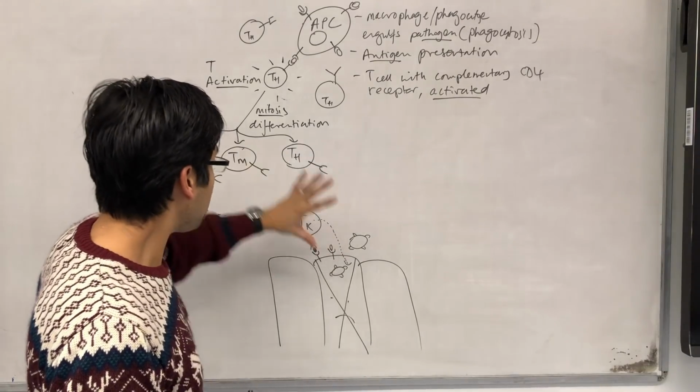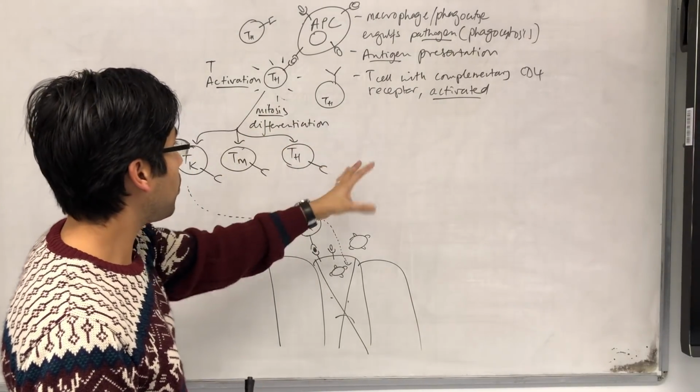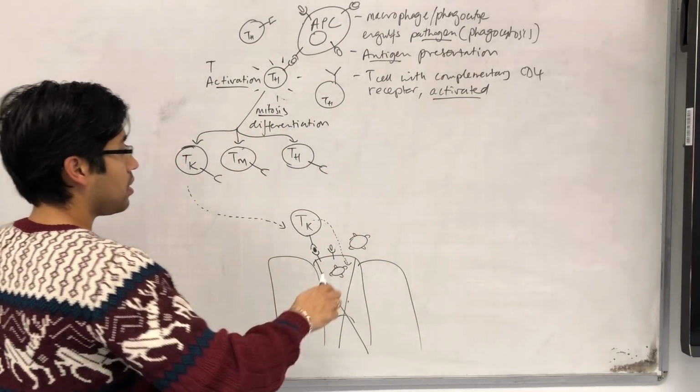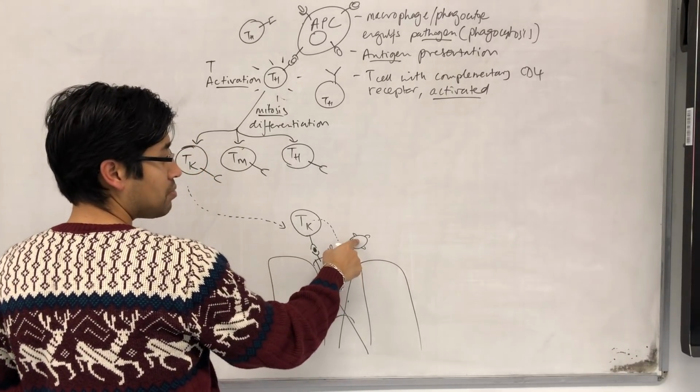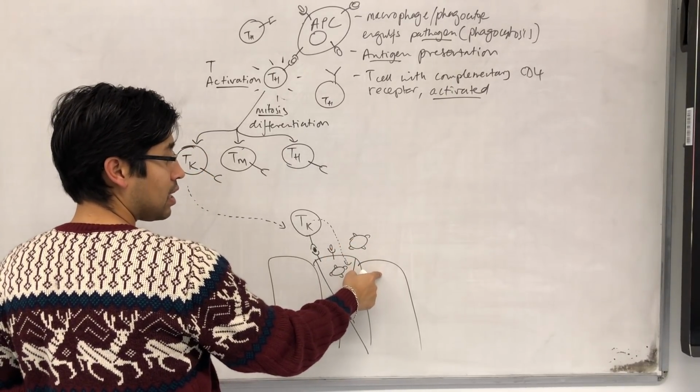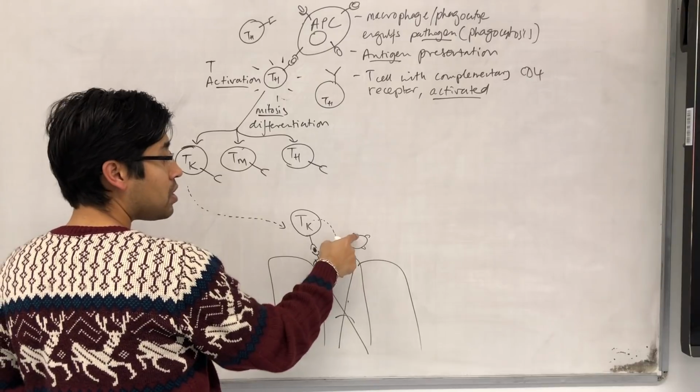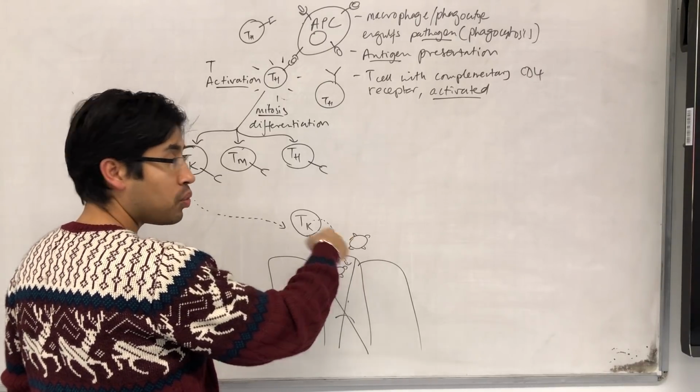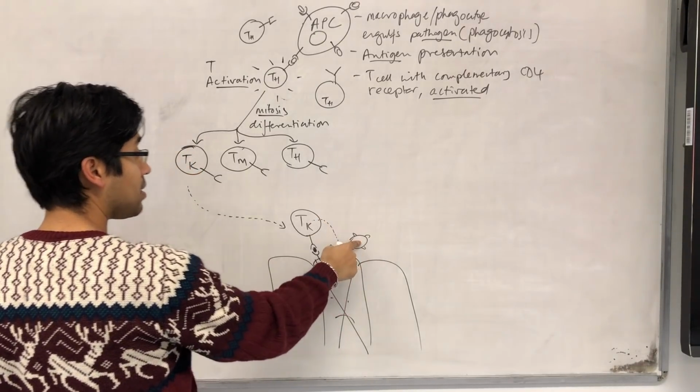Okay. So now, where do the B cells come into this? Now remember, we've still got free pathogens, so this pathogen could easily infect this cell. The T killer cell cannot do anything about this. So we need the B cells to do something about this.